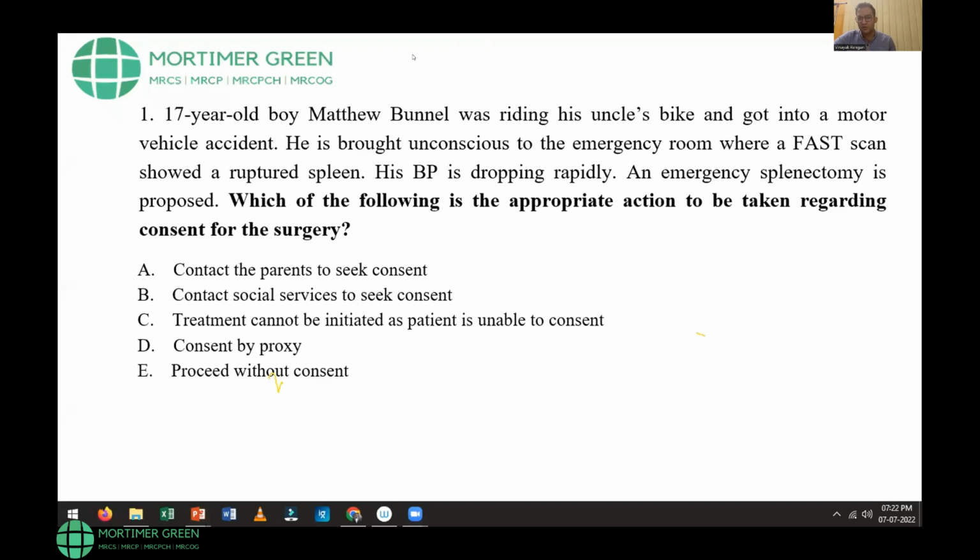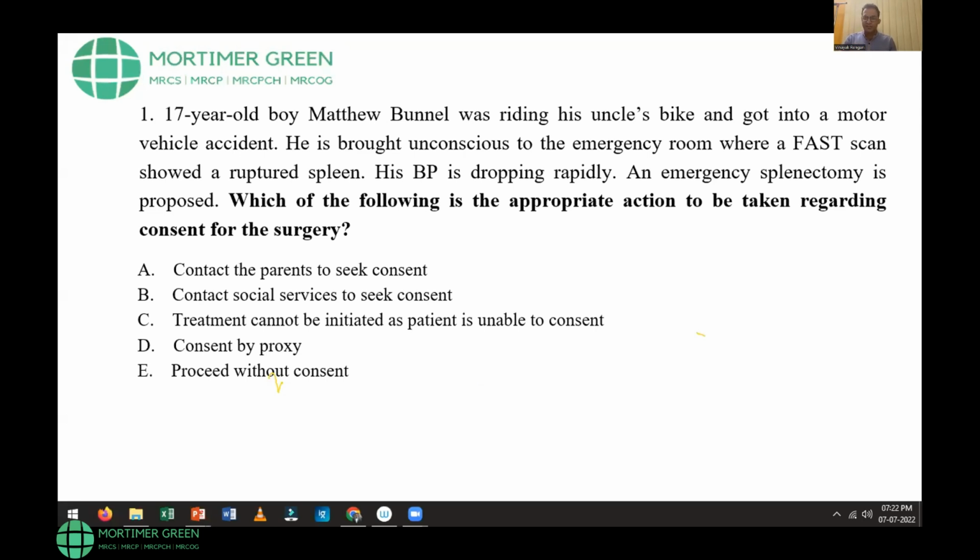I don't think so. So a lot of you have typed either D or E, consent by proxy or proceed without consent. So let's go option by option. Contacting the parents is the wrong answer because in UK, the age of consent is 16 years old. Now that 17 years old is a decoy. So this option A is a decoy. So it does not make sense at all.